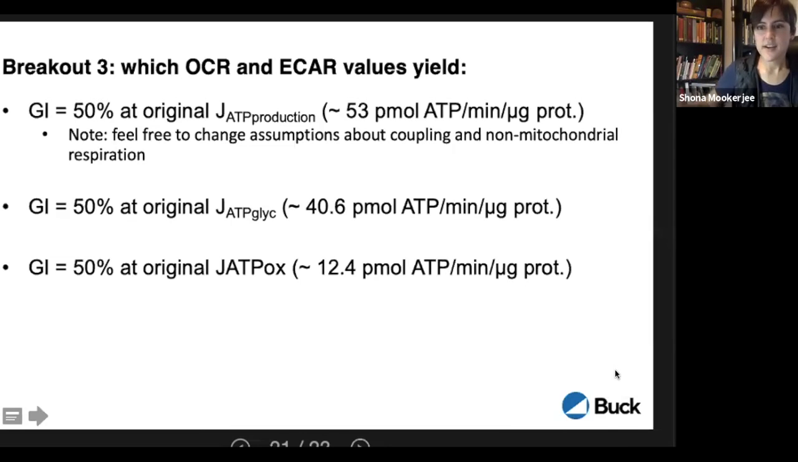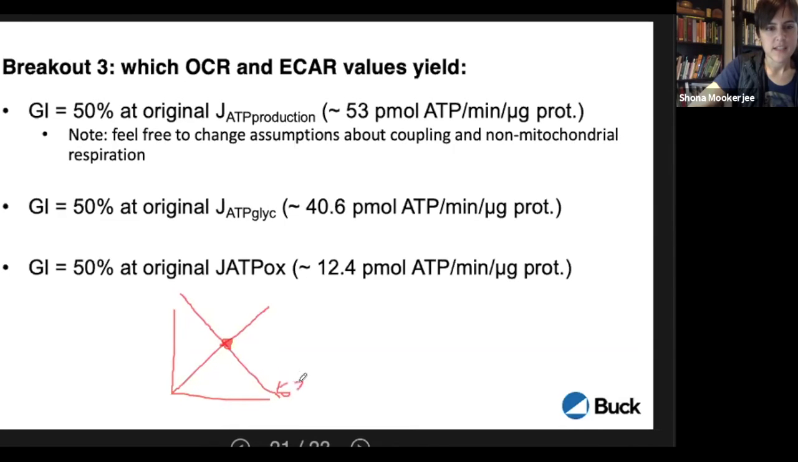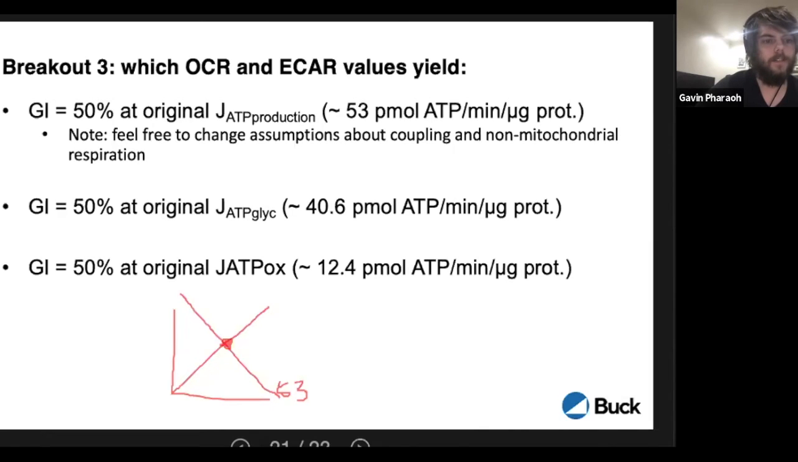So did we have any luck trying to meet these conditions? In the first prompt, you're being asked to find a point representing equal contributions of glycolytic and oxidative ATP production at a total JATP of 53 or so. Did anyone find a collection of respiration and acidification values that meet those requirements? Yeah, we changed the total OCR value to 67 and the ECAR value to about 29, and we're able to get about 53 total ATP from half of each pathway.